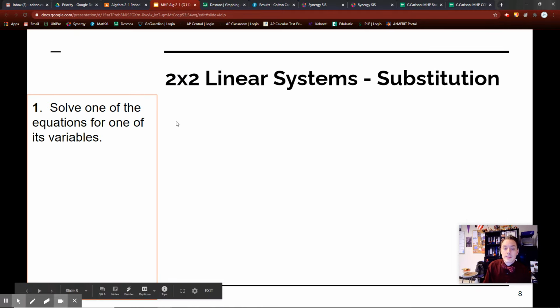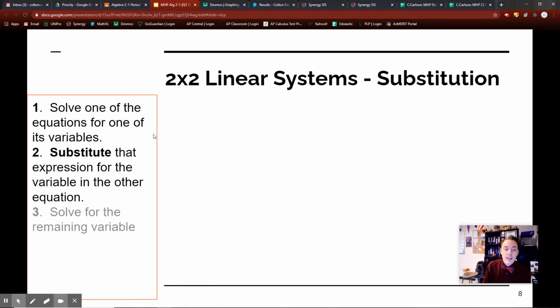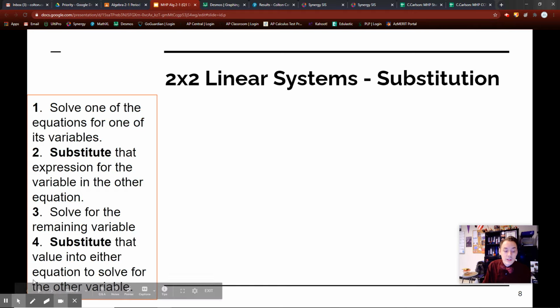But getting back to the point, substitution. First, solve one of the equations for one of its variables. Next, we're going to substitute the expression for the variable in the other equation. Third, solve for the remaining variable. And then fourth, substitute that value into the other variable.